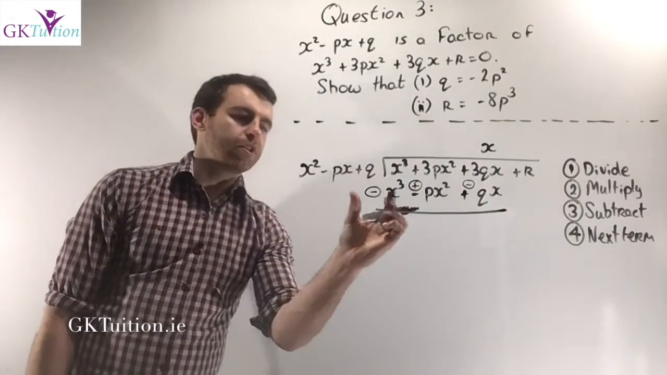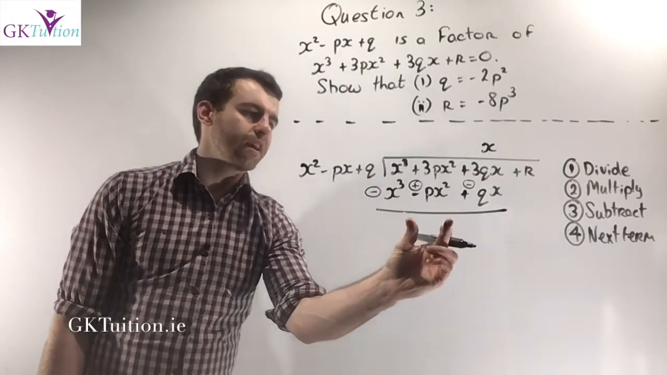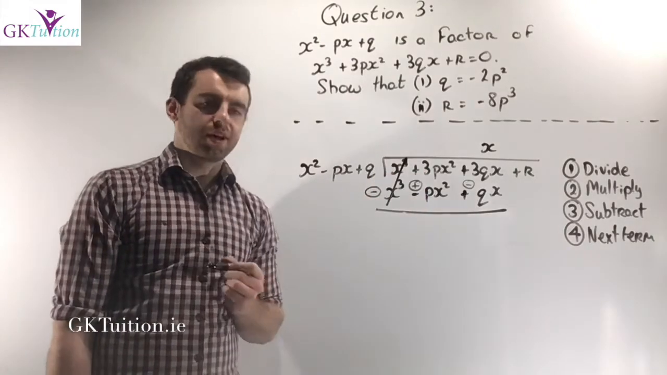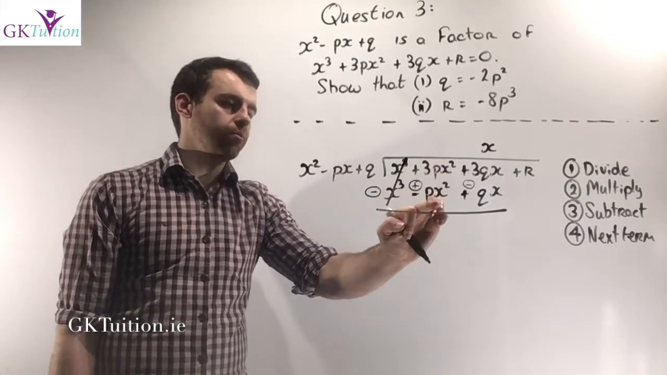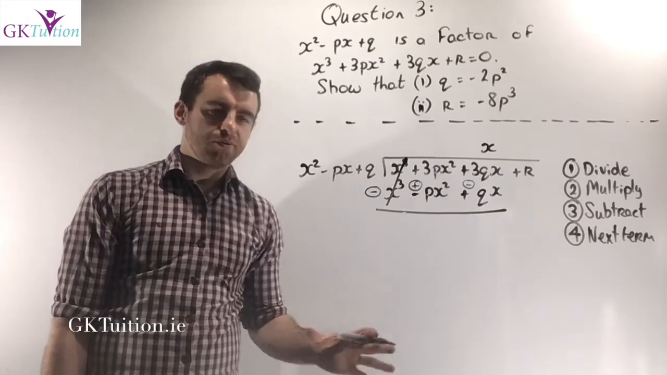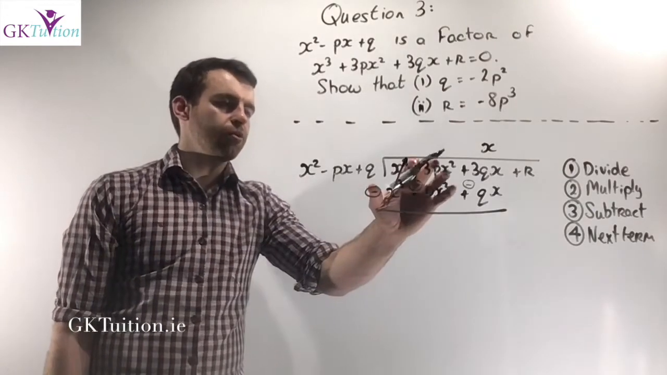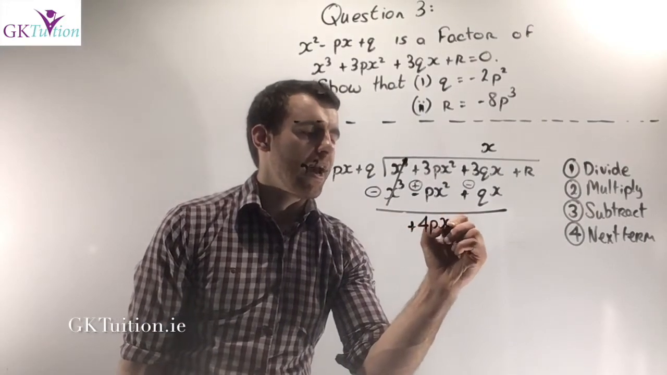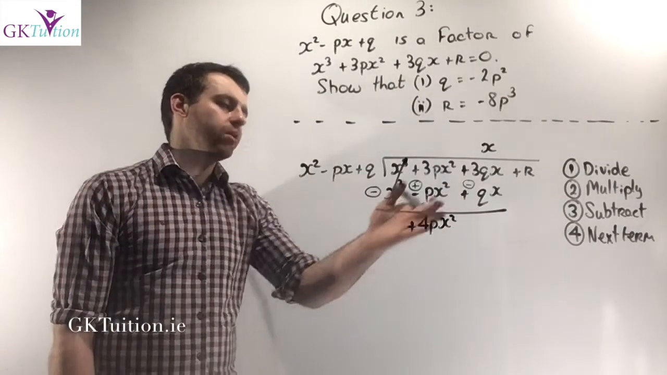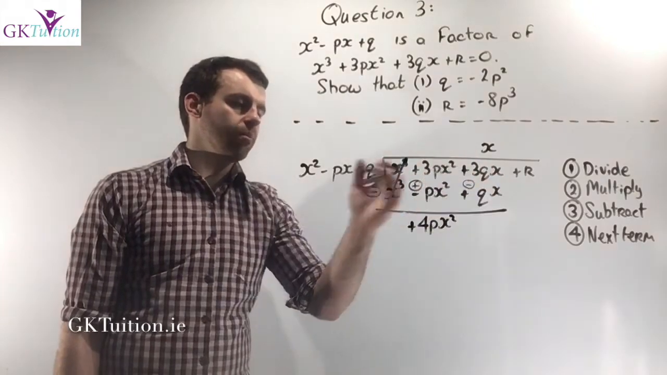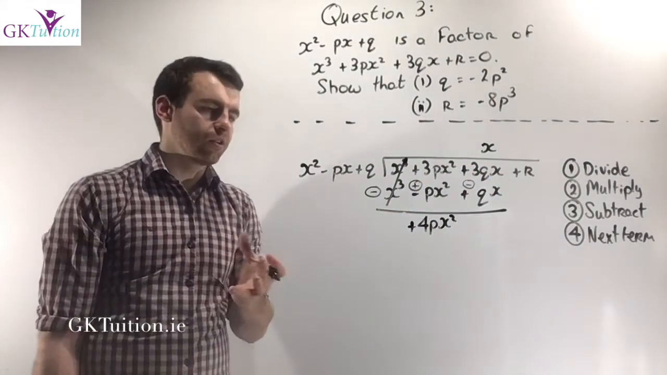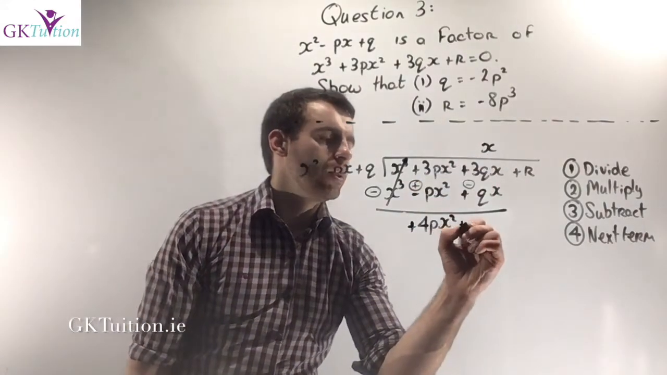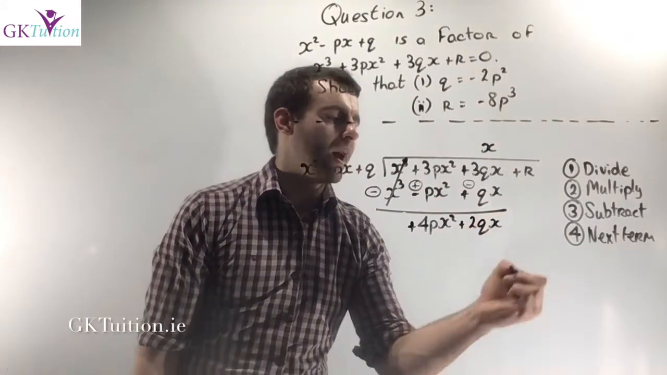Now, as always, we just treat the x cubes, then just the x squareds, then just the x's. X cubed minus x cubed will cancel. 3px squared plus 1px squared, I don't need rough work here because these are like terms. 3p plus 1p will give me plus 4px squared. Also here I've got 3qx minus 1qx. Once again, they're like terms, so it's straightforward enough. 3qx minus 1qx leaves me with plus 2qx.